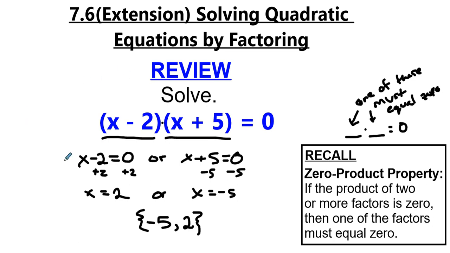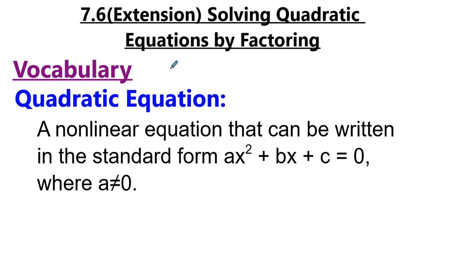So let's go ahead and apply this idea into the new material, which is really combining factoring trinomials with the zero product property. So the section is titled Solving Quadratic Equations by Factoring. So what exactly is a quadratic equation? Well, I'll define it right here for you. A quadratic equation is a nonlinear equation that can be written in standard form, ax squared plus bx plus c equals 0.